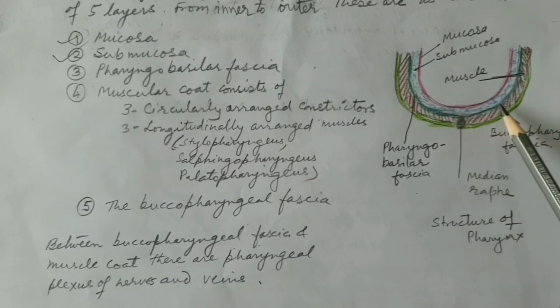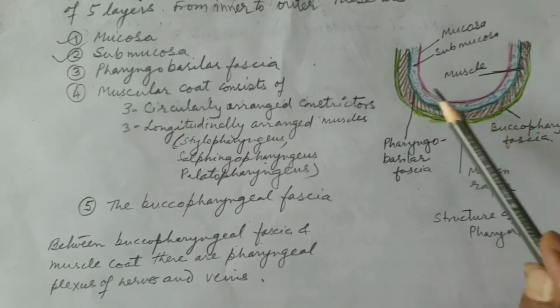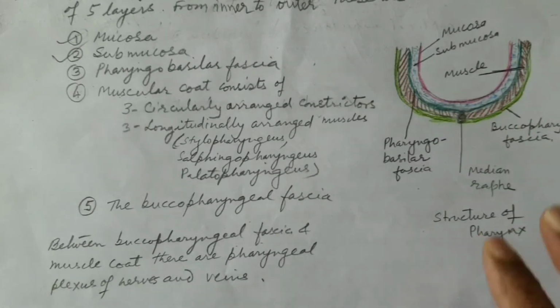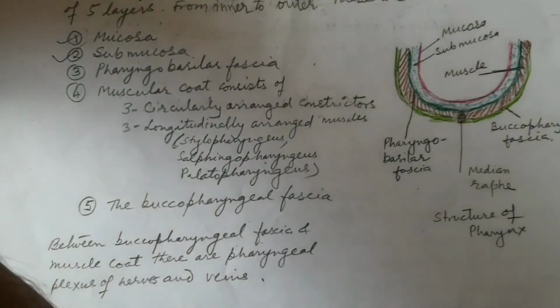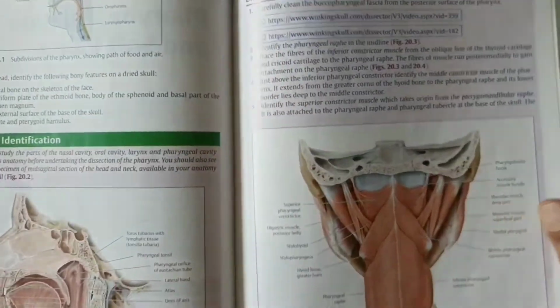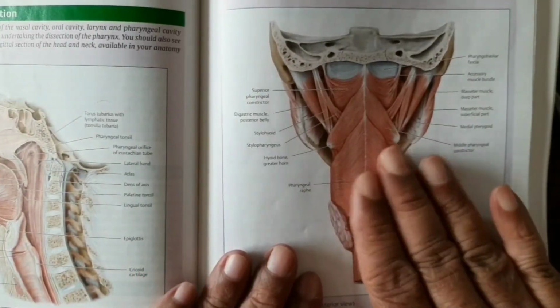We will learn about the muscles, but before we go to the muscles, let us come to see the pharyngobasilar fascia, which is the third layer: from where it comes, where it is attached, and how far it extends into the pharynx. Now let me bring a book to teach you. Again we come to the same book, and here we are seeing a diagram from the posterior aspect of the pharynx.